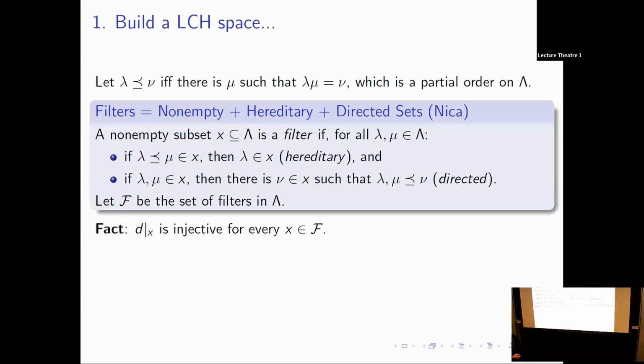So you sort of, the image under D is a filter in N^k. Yes, yeah, that's right. It will be. Yep.